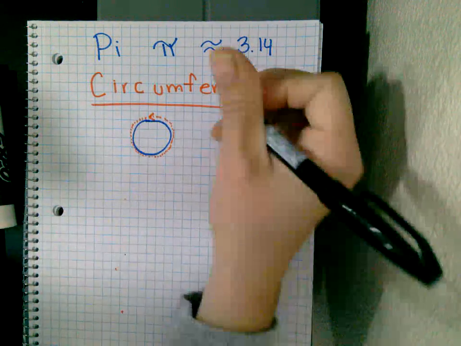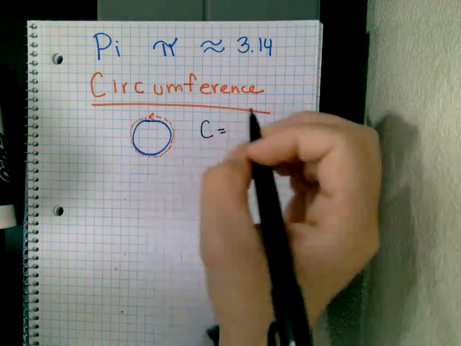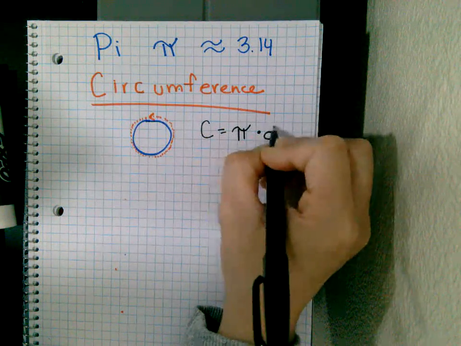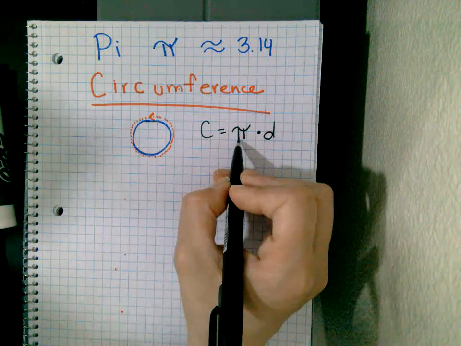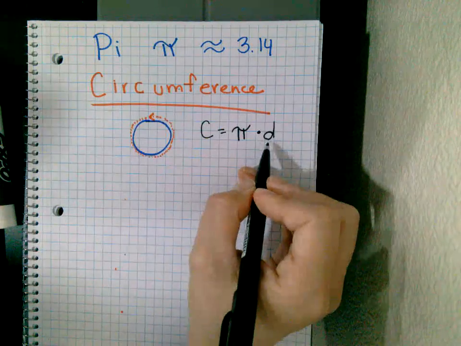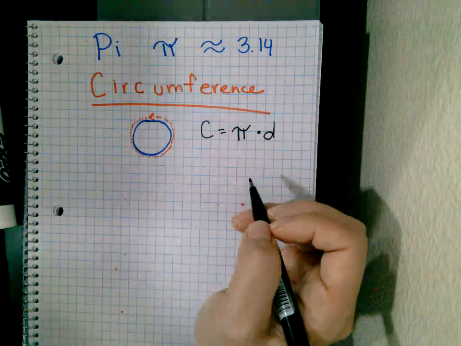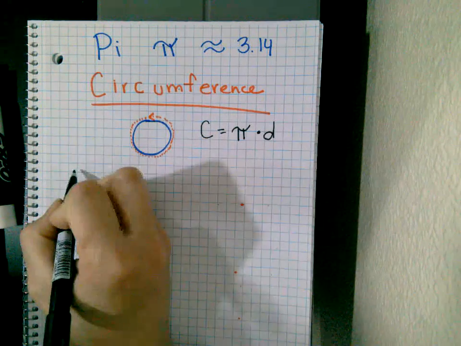Okay, the formula to find circumference. Circumference is equal to, C stands for circumference, is equal to pi times diameter. Oh, well, we just learned or reviewed what pi is, and we just learned or reviewed what the diameter is. Well, you're going to take those two numbers and multiply them together, and then you're done. That's it. It's actually, like I said, pretty easy.